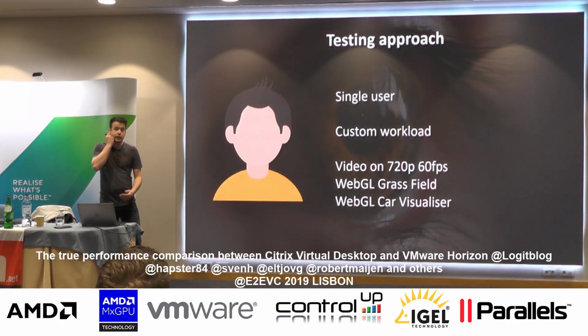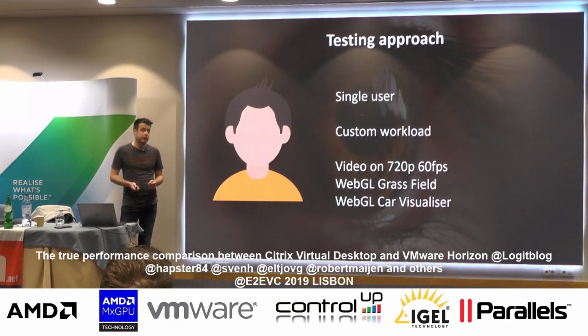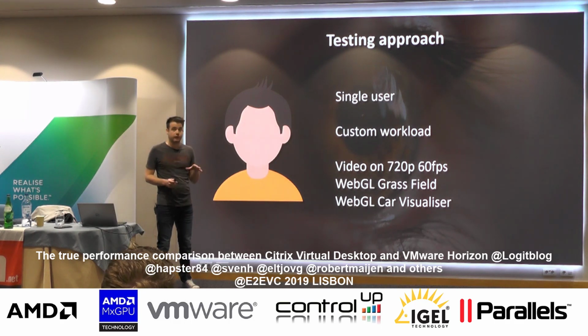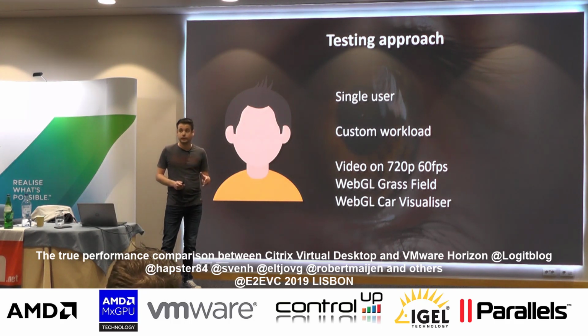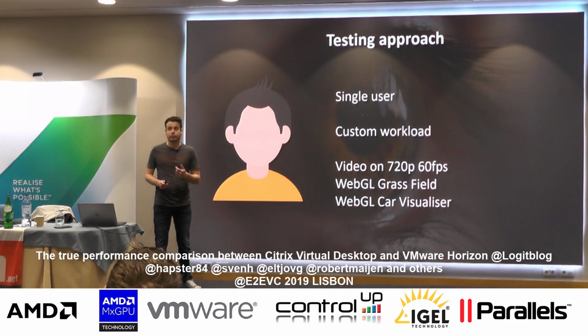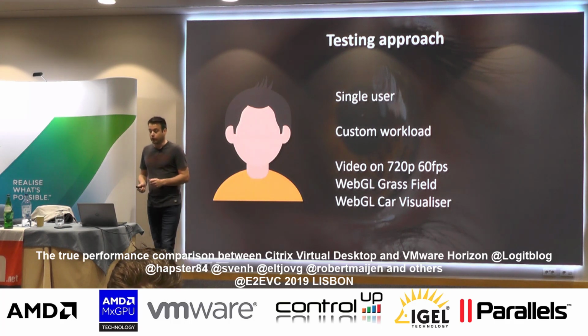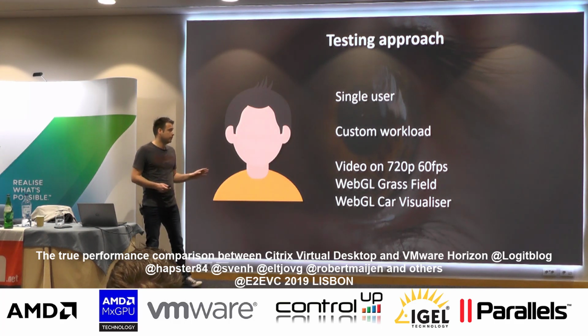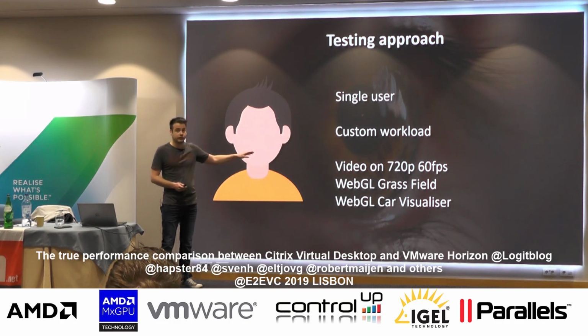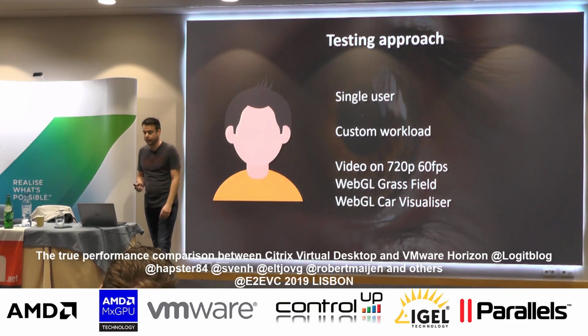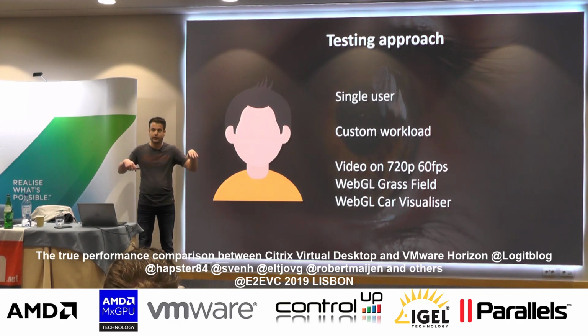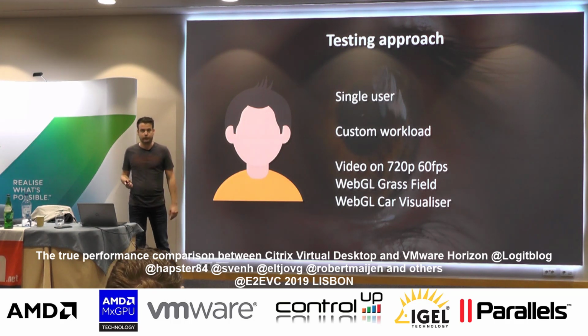So let's advance to something more 3D related. As I also mentioned, we don't have an NVIDIA GPU in the server. But it's still interesting to see how the protocol behaves when you have more 3D intense applications. In this case, I also used a video, but it's a 60 FPS video. And we use the WebGL grass field, which is just simulating grass, with the car visualizer.